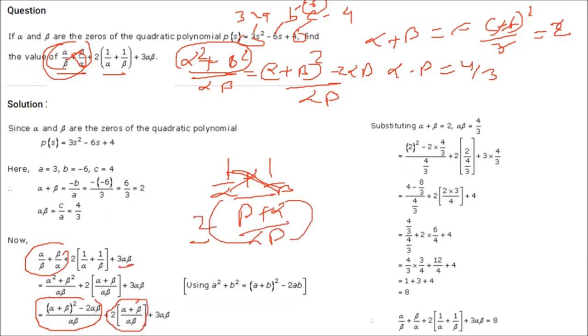Now we have to put alpha plus beta as 2 everywhere, like 2 here, 2 here. And how about this alpha into beta, that is 4 by 3. So you have to put a 4 by 3 here, 4 by 3 here, and 4 by 3 here. So this is how we have put the values, and the solution will be 8.